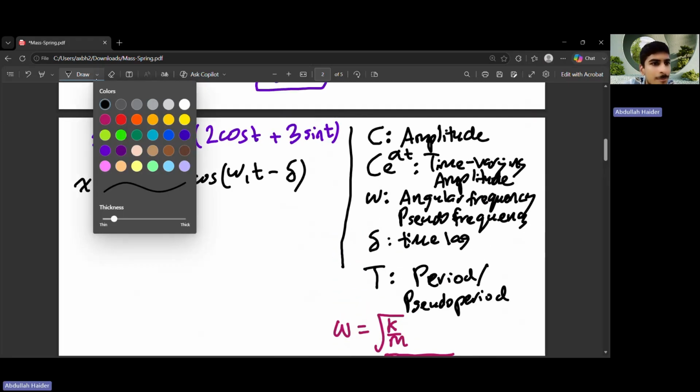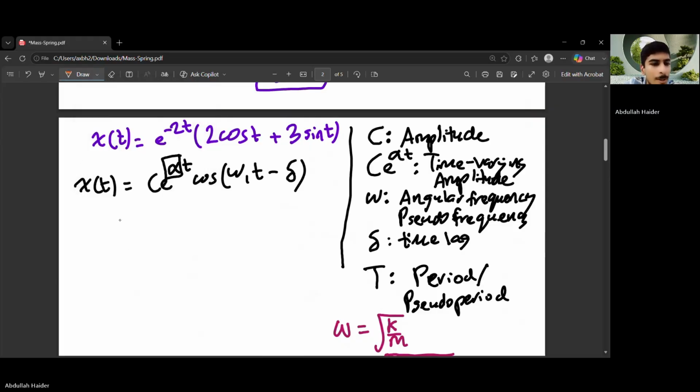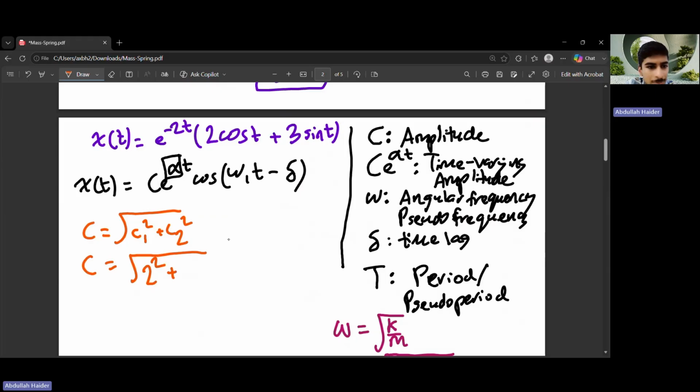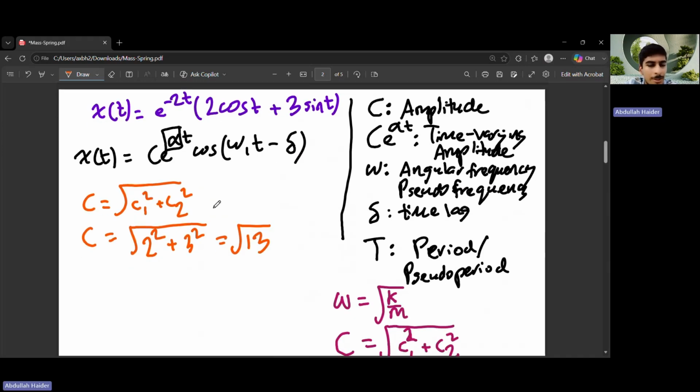So how to find the C? C is equal to, we use the formula C1 squared plus C2 squared. Our C1 is 2, so C2 squared, 3 squared. This will give you radical 13. This is your amplitude.